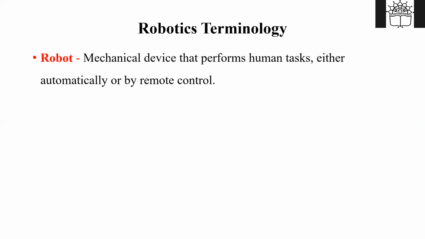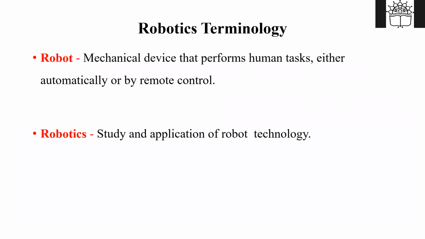Now let us see robotics terminology. What is a robot? We have seen a robot is a mechanical device that performs human tasks. It emulates human beings, either automatically or by a remote control. Now what is robotics? It is the study and application of robot technology. What is telerobotics? When that robot is operated with the help of a remote, that branch is called telerobotics.